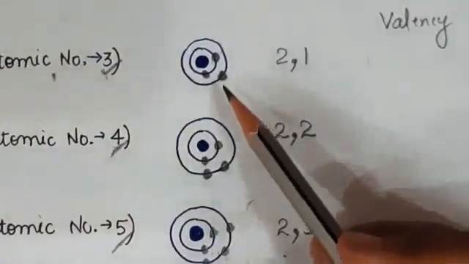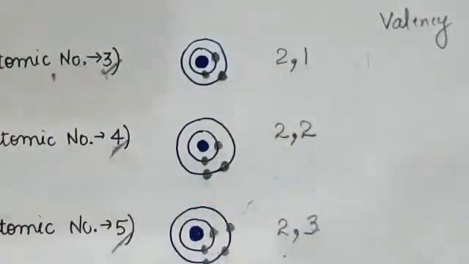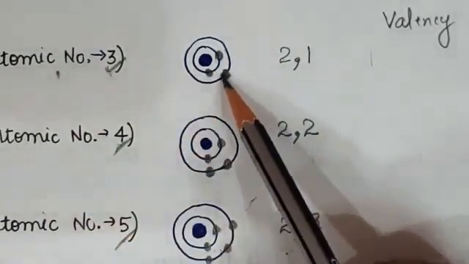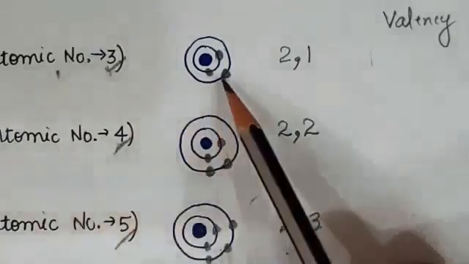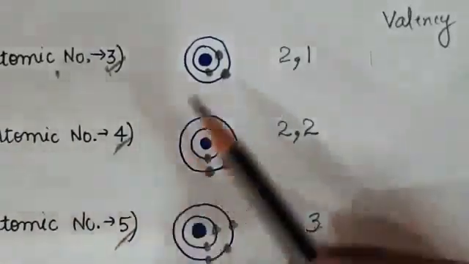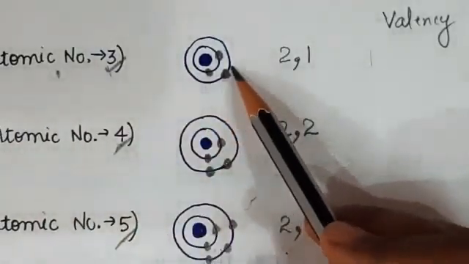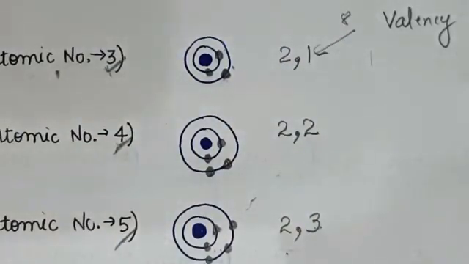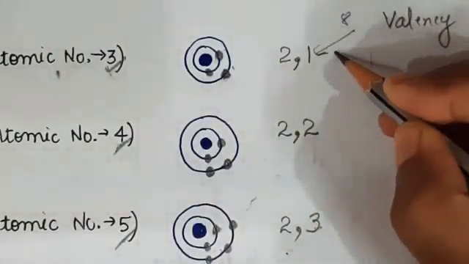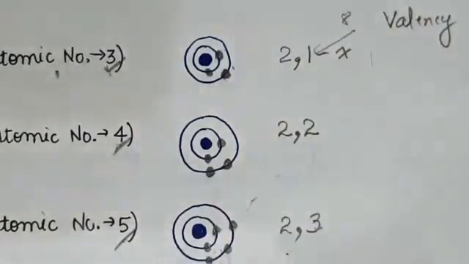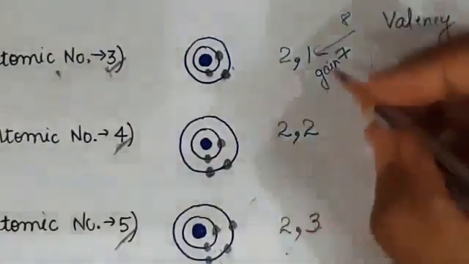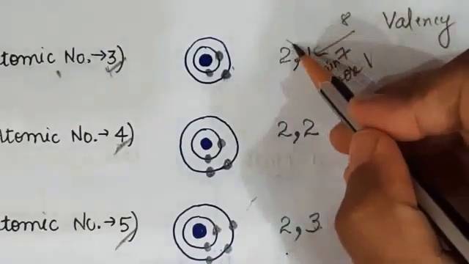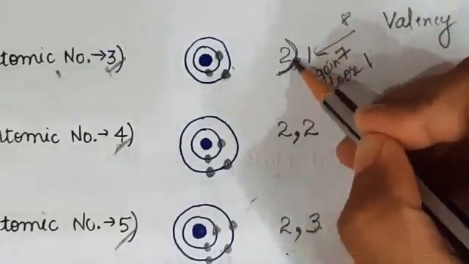See students, in the outermost shell, how many electrons are present in the first case? Only 1 electron is present. And we need to complete its octet, means we need to make this 8. So how can we make this 8? Either it will gain 7 electrons or it will lose this 1 electron, because then the doublet configuration will be achieved.